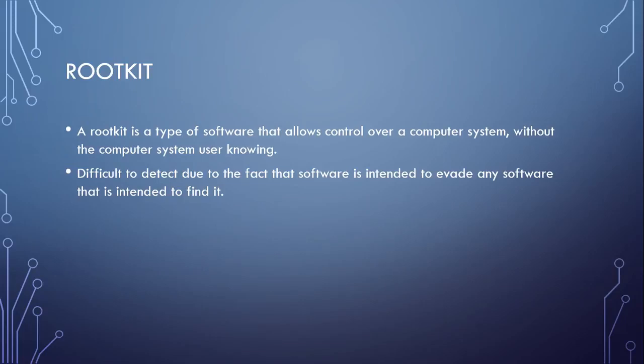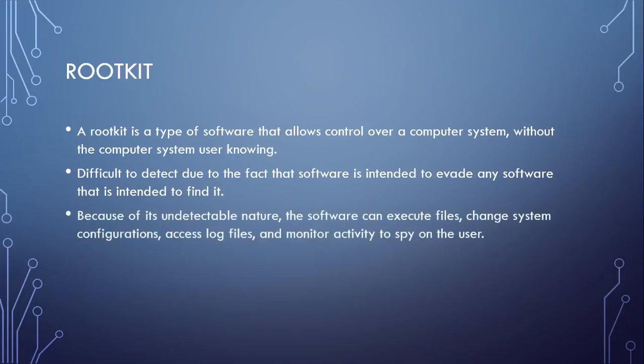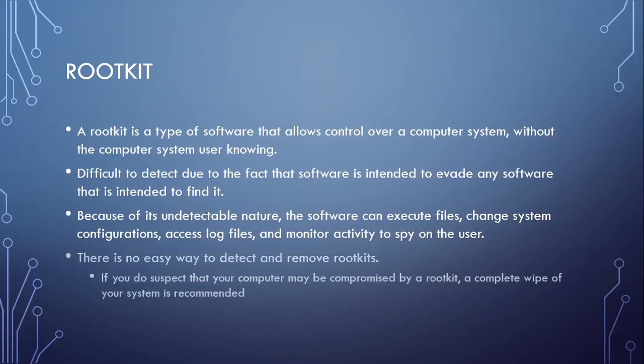Whereas a virus might just look like a system file inside of some program folder, this is the kind of stuff that digs down deep into your system registry. Now, because of its undetectable nature, the software can execute files, change system configurations, access log files, and monitor activity in order to spy on the user. There's really not an easy way to detect and remove rootkits.